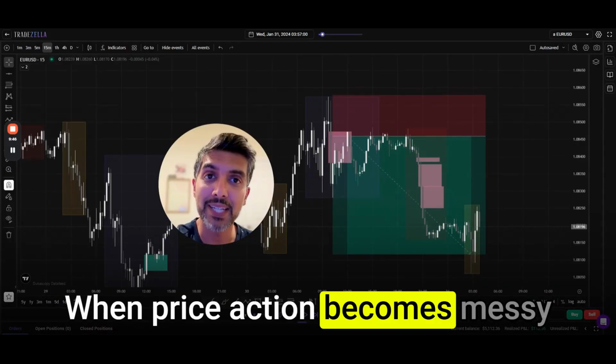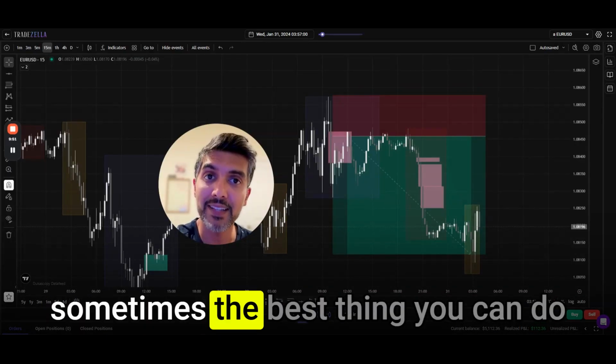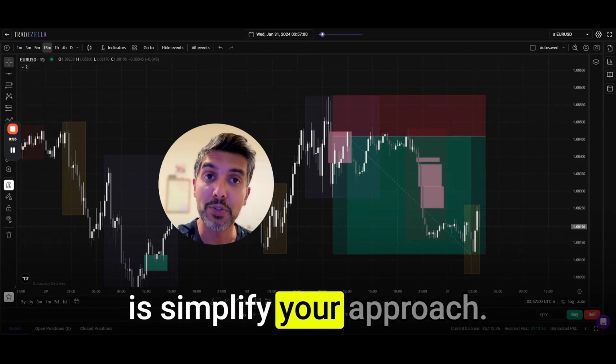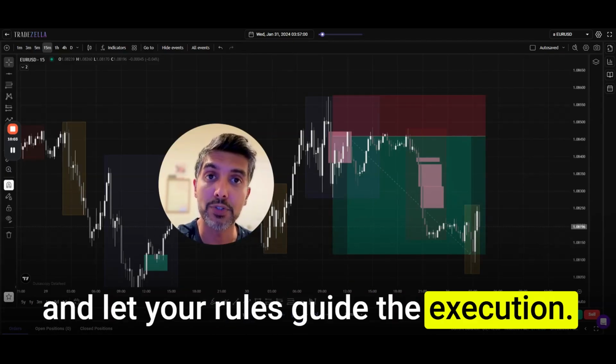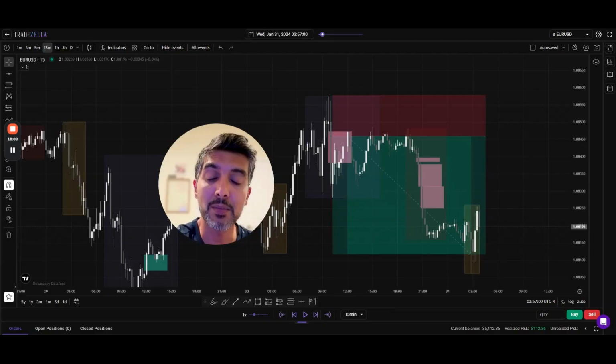When price action becomes messy or confusing, sometimes the best thing you can do is simplify your approach. Focus on key liquidity levels and let your rules guide the execution. I'm not a guru. I'm just someone documenting my journey to consistent profitability using market structure, supply demand, and price action analysis.